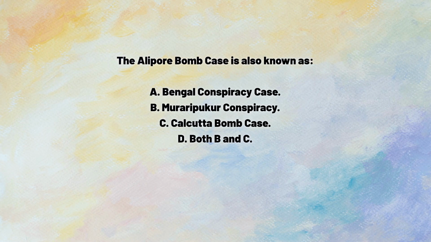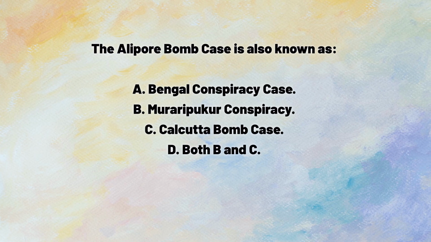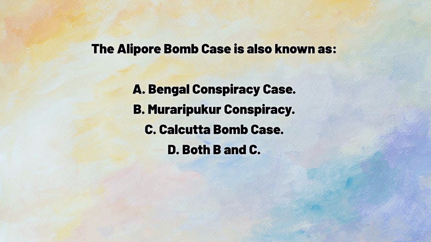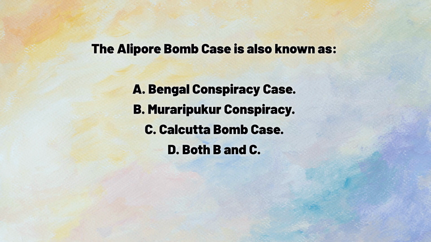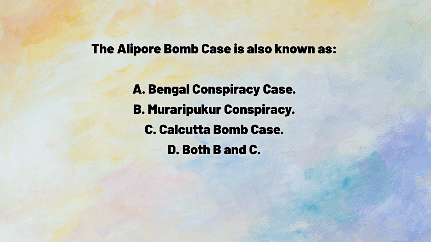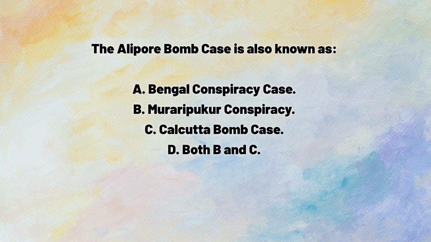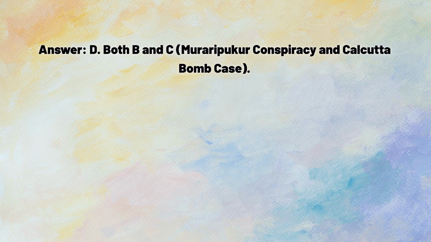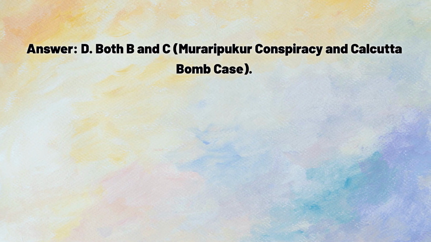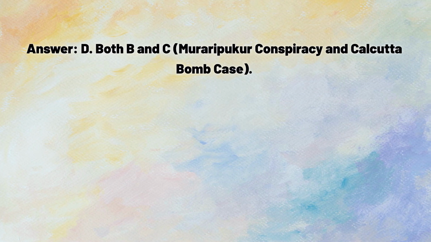1902. The Alipore bomb case is also known as A. Bengal conspiracy case, B. Moradipukur conspiracy, C. Calcutta bomb case, D. Both B and C. Answer: D. Both B and C. Moradipukur conspiracy and Calcutta bomb case.